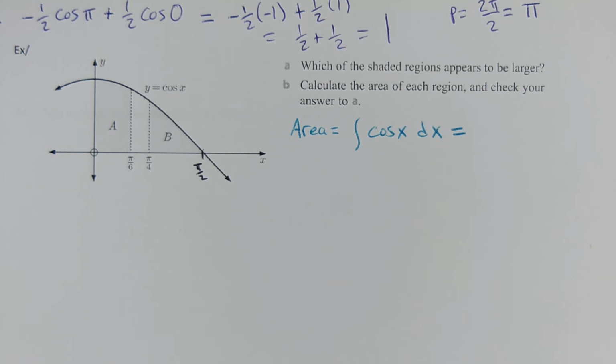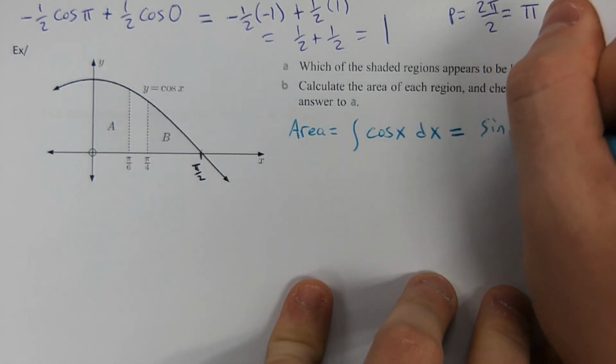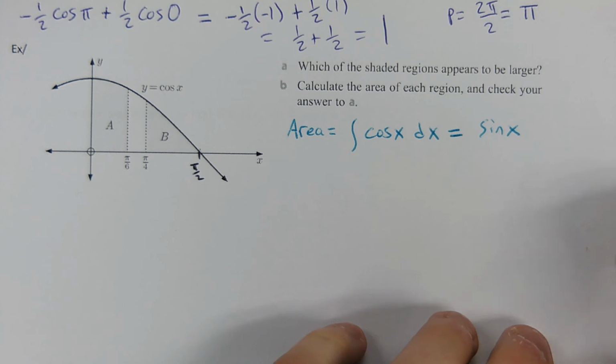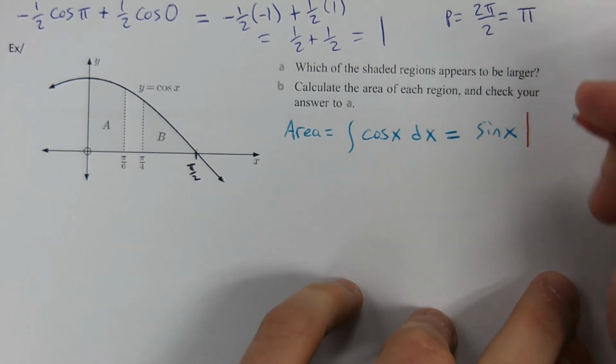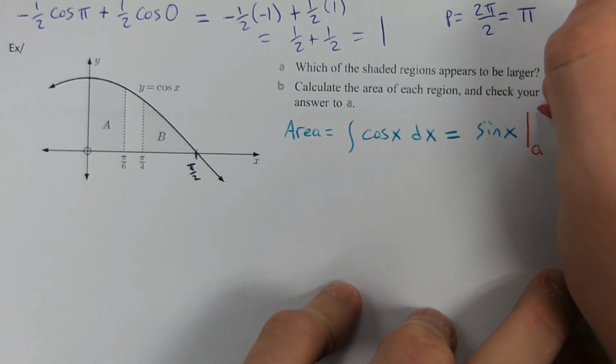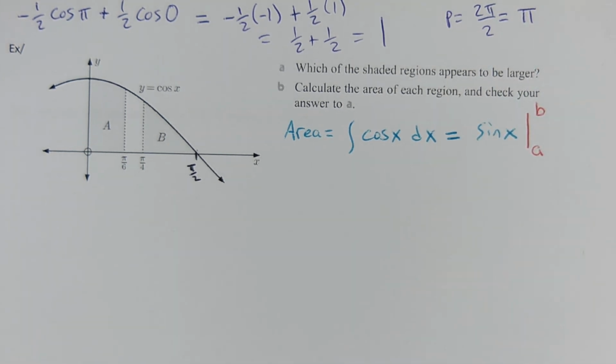This one integrates very easily. Cosine is the derivative of sine. So we have sine of x. And I'm not going to say plus C. Instead, I'll say integrated from a to b. How about that? And what we will do is plug in our two different limits of integration.